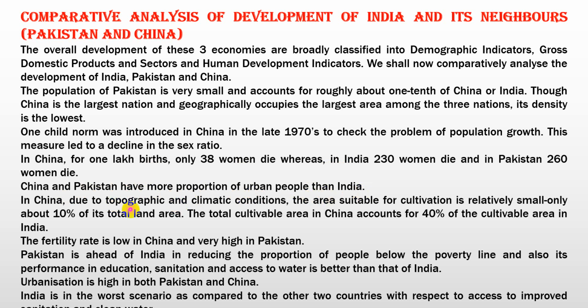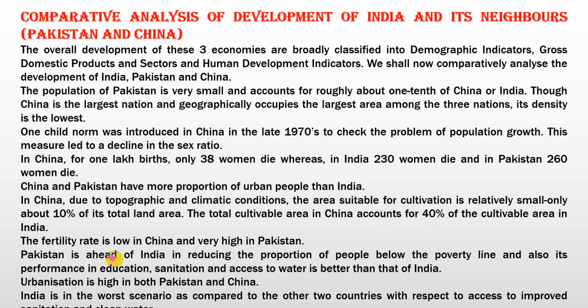In China, due to topographic and climatic conditions, the area suitable for cultivation is relatively small, only about 10% of its total land area. The total cultivable area in China accounts for 40% of the cultivable area in India. The fertility rate is low in China and very high in Pakistan.